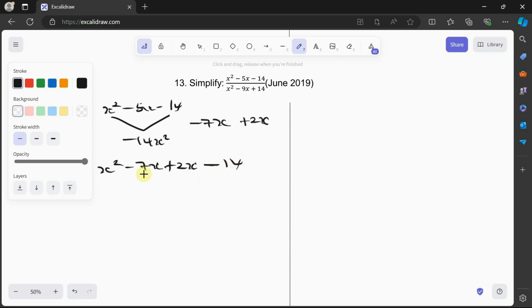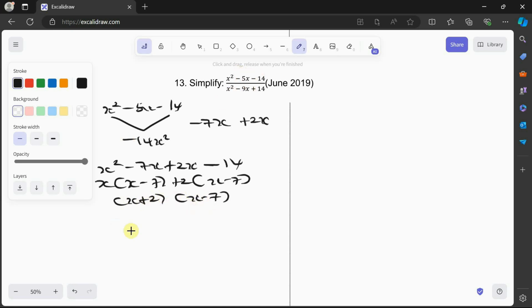Let's group. What is common here? x. So x minus 7. What is common here? Plus 2, x minus 7. So let's now group them. So that will be x plus 2 and x minus 7. I'm done with this upper part.